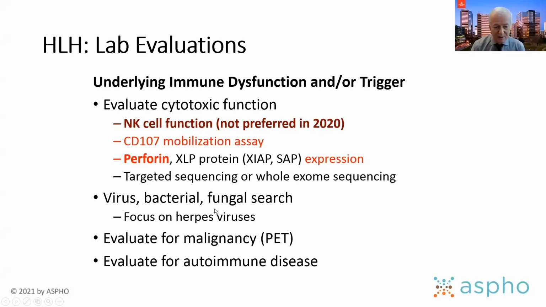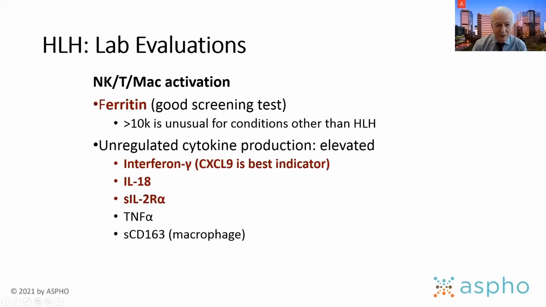Essentially, any microbiologic agent can cause this disease. So it's important to look for the herpes viruses by looking at the PCR for DNA and RNA levels of these viruses. It's also important to look for malignancy, as a fair number of these patients with anaplastic large cell lymphoma or T-cell lymphomas can present with HLH. And then autoimmune diseases can be at the basis also.